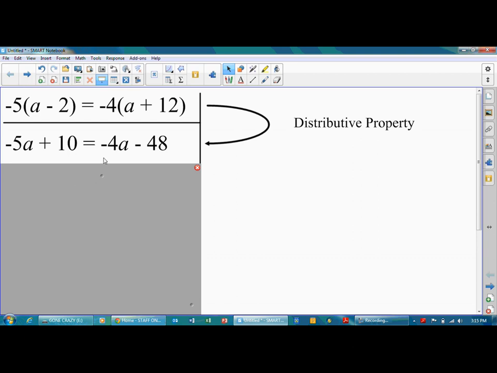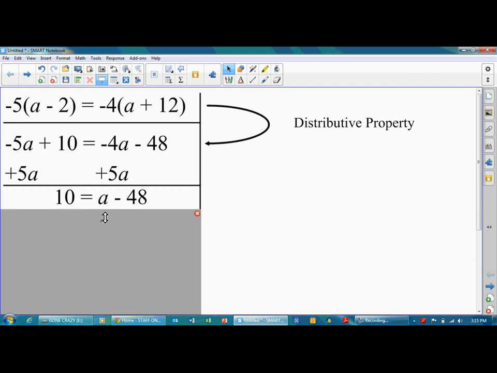Okay, so from here, we need to get all our variables on one side and our constants on the other, just like normal when solving. So we add 5a to each side, or at least I did, and we end up with 10 equals a minus 48. What we did to get from here to here, the name of that property was the addition property of equality. And so that's our justification there. When they ask what we did for that step, that's the name of the property.